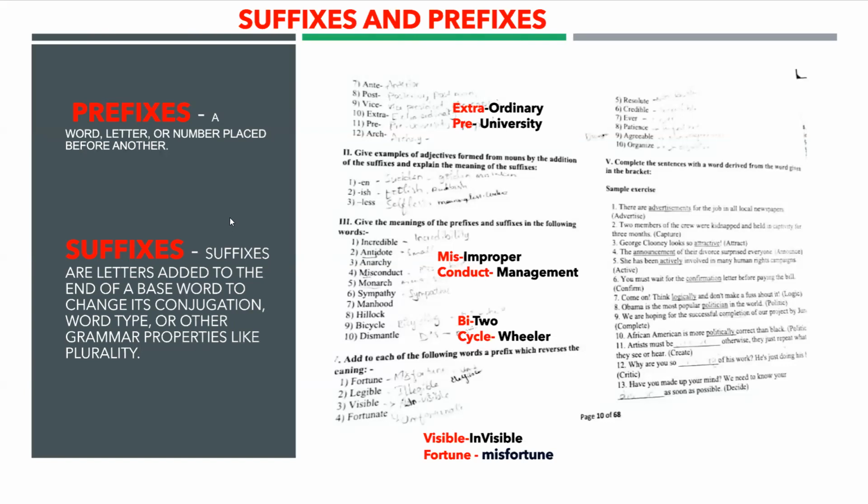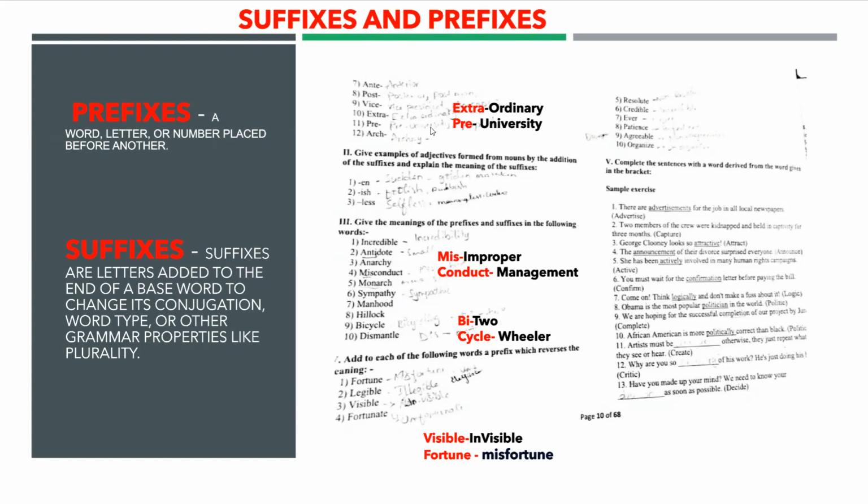Prefix are again the same. We'll have the word. For that word, if we add something before that word which changes the meaning of that word, it is a prefix. And suffix is, we add something after the word, then the meaning of that word will change. For example, I'll give you here.